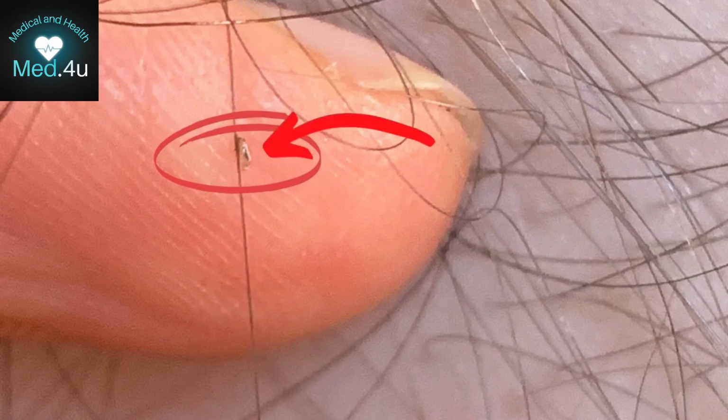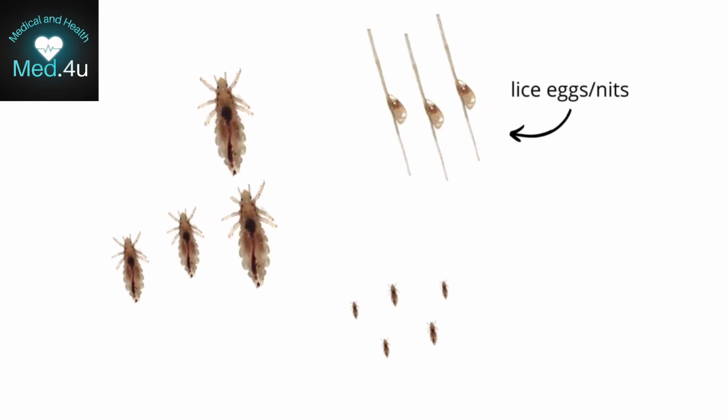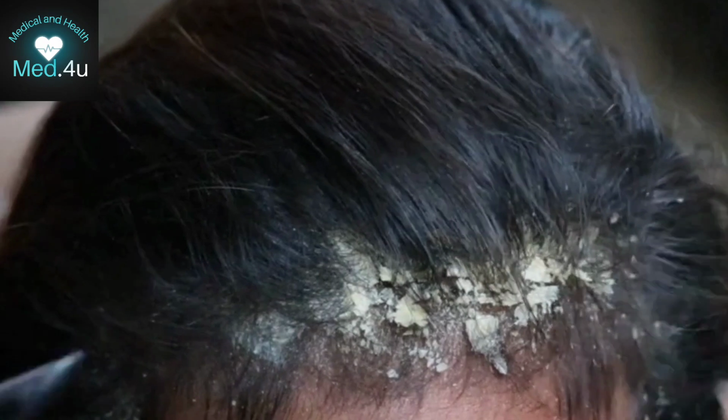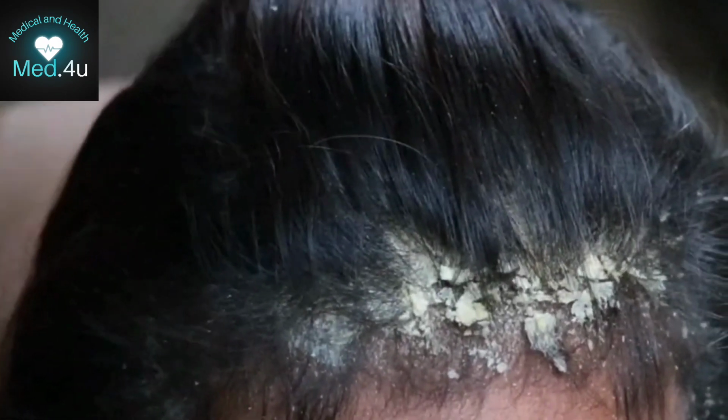The life cycle of head lice consists of 3 stages: egg, nymph, and adult. The eggs, which are attached to the hair, hatch within 7 to 10 days, and the nymphs mature into adult lice after 3 molting stages. Adult head lice can live up to 30 days on the scalp and lay several eggs per day, leading to a rapid increase in their population.